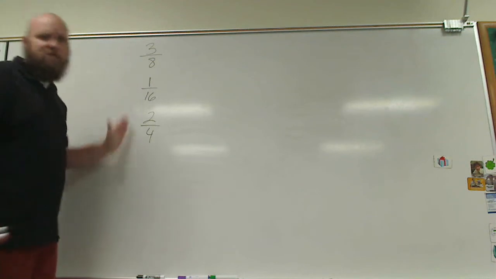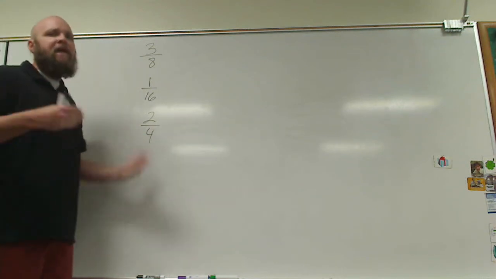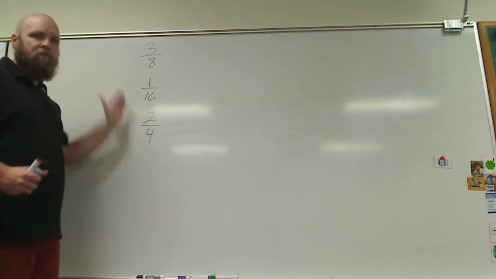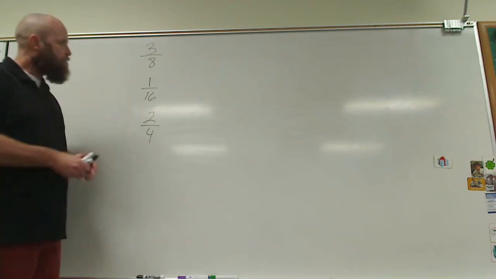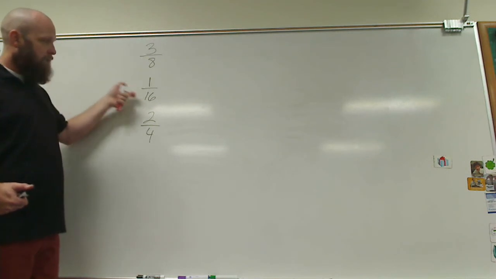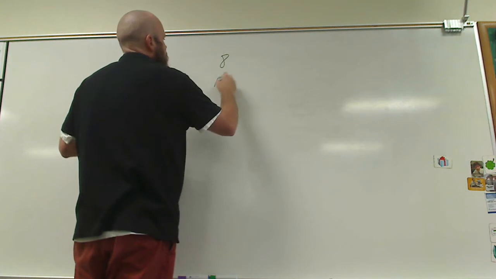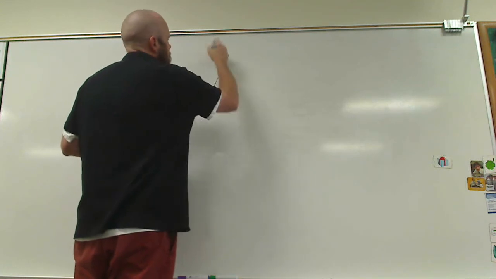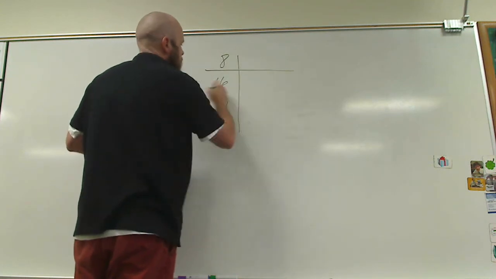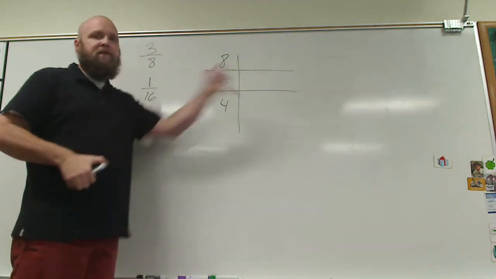We need to see which one's bigger. We need to see which one's smaller. We need to add them together. Whatever the case is, we need to change them so that they have the same denominator. So we take our 3 denominators, which are 8, 16, and 4. And we're basically making a multiplication table for 8, 16, and 4.